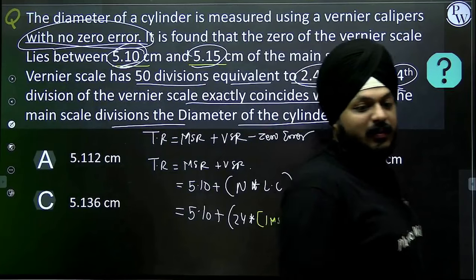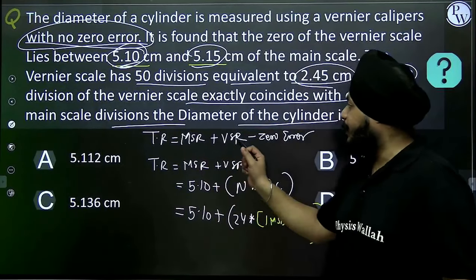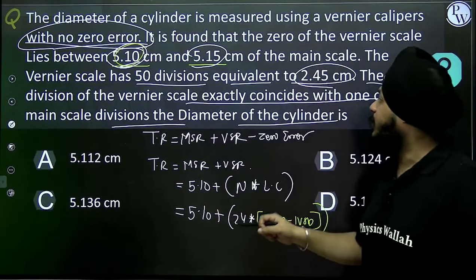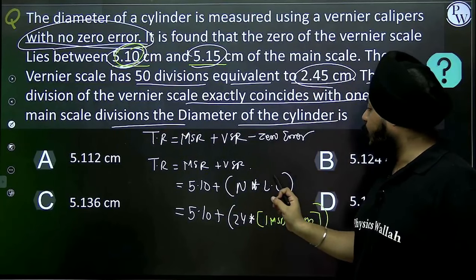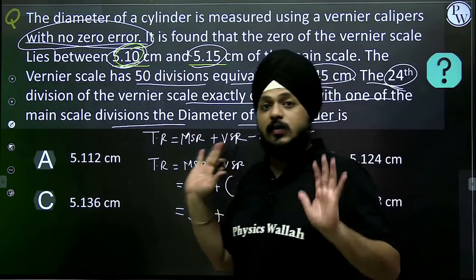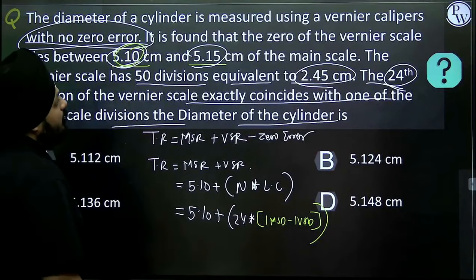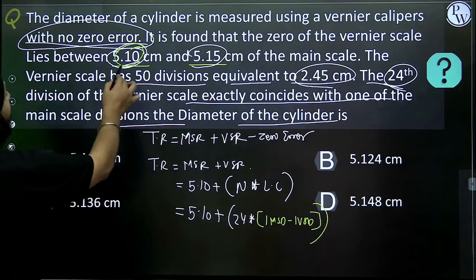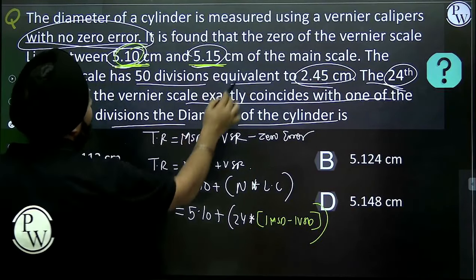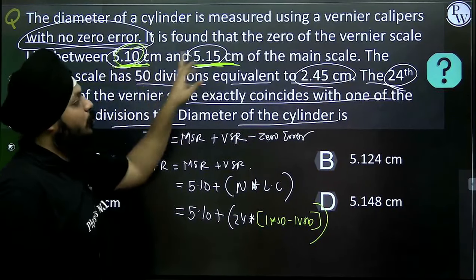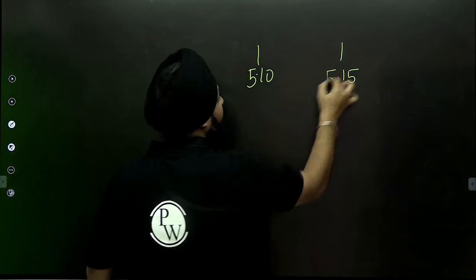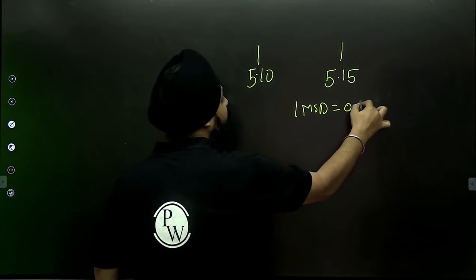Again, I am repeating, total reading is MSR plus VR minus zero error. MSR is 5.10, it is given. The 24th division is coinciding. Now we need to calculate the least count, that is 1 MSD minus 1 VSD. Imagining this situation, 5.10 centimeter and 5.15, the reading is between these two. So 1 MSD is equal to 0.05.